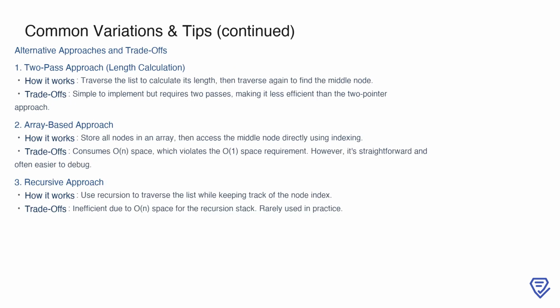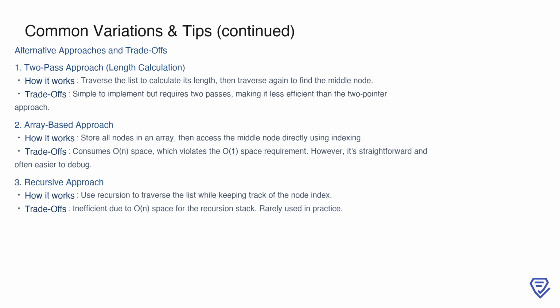Finally, let's take a look at some alternative approaches and their trade-offs. One common method is the two-pass approach, where you first traverse the list to calculate its length and then make a second pass to find the middle node. This approach is straightforward, but because it requires two separate traversals, it's less efficient than the two-pointer technique. Another option is the array-based approach, where you store all the nodes in an array and then simply access the middle node using its index. While easy to implement, this method uses O(n) space, which violates the problem's O(1) space constraint.